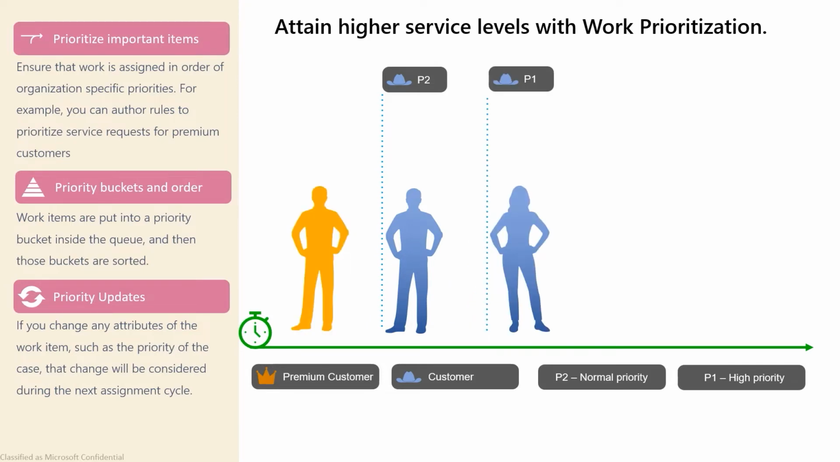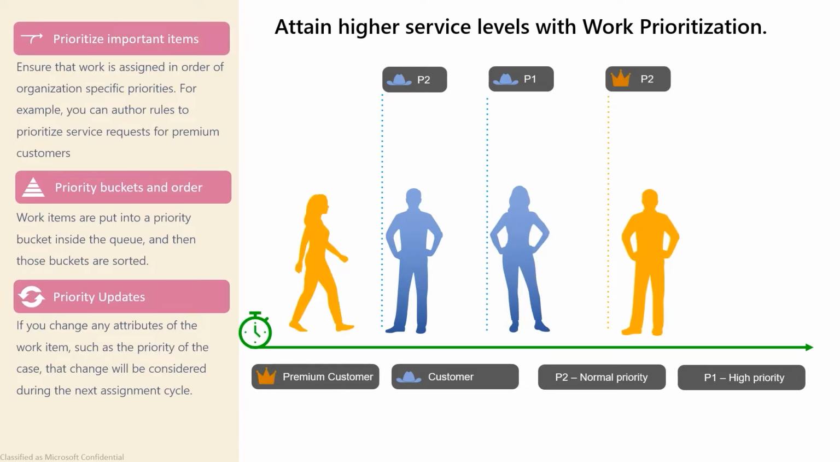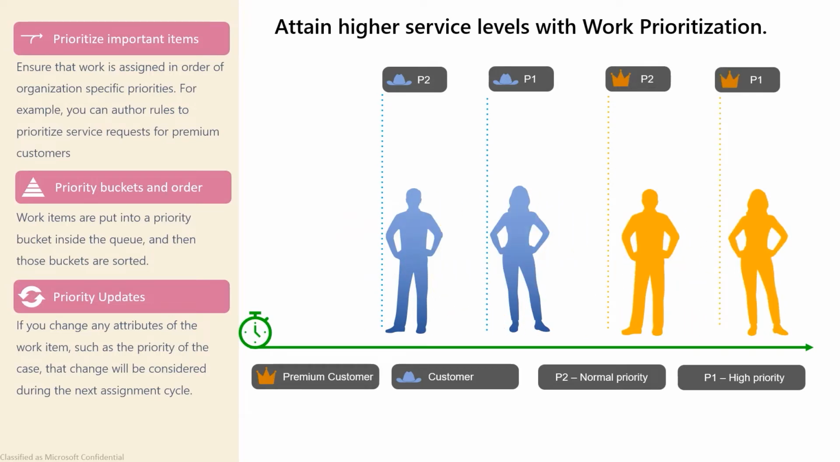Later, a P2 case from a premium customer arrives. Although it is P2, it is from a premium customer, so it will be moved ahead of all the cases from the normal customers. Finally, a P1 case from a premium customer arrives. Although it came in last, it will be moved up to the top of the queue. Thus, you can see when an agent is available, the queue is already prioritized so that the premium customers are in front of the queue in order of their priority, and next bucket is of normal customers in their priority.